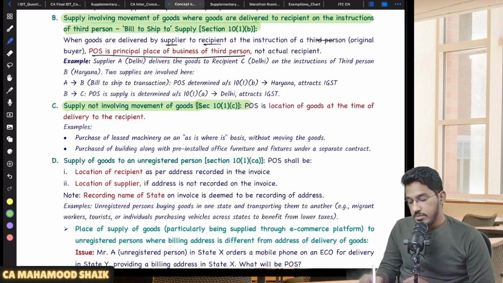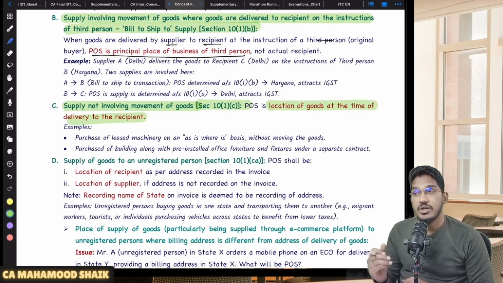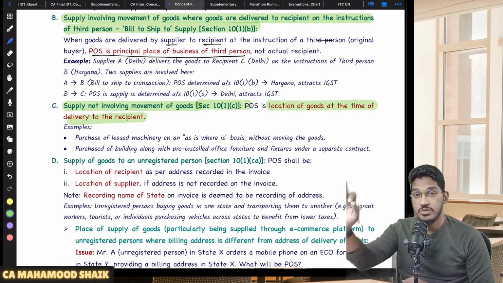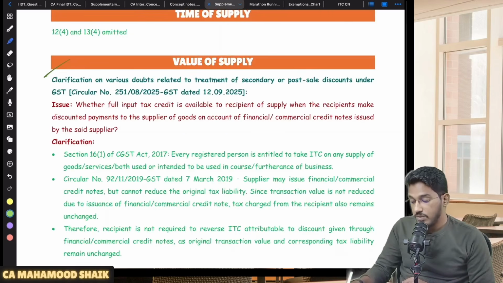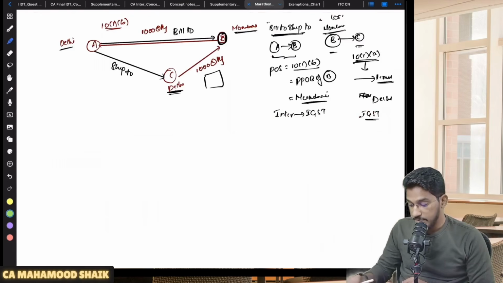In those cases, how to determine the place of supply? The act says it is the location of the goods at the time of delivery to the recipient, at the time when you are handing over, at the time when you are transferring the ownership to the recipient. Wherever the goods are located, that will become the place of supply. Once again, for this also I will give you one small example.